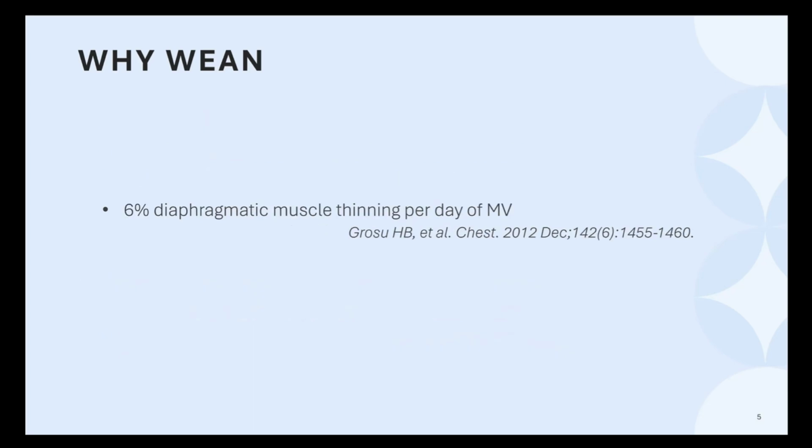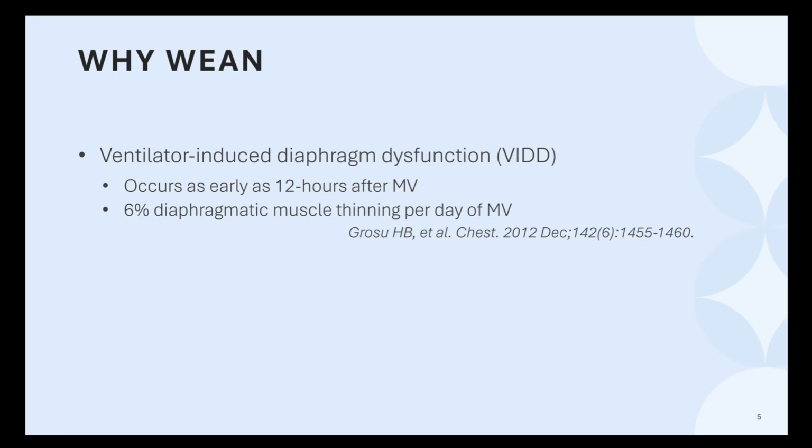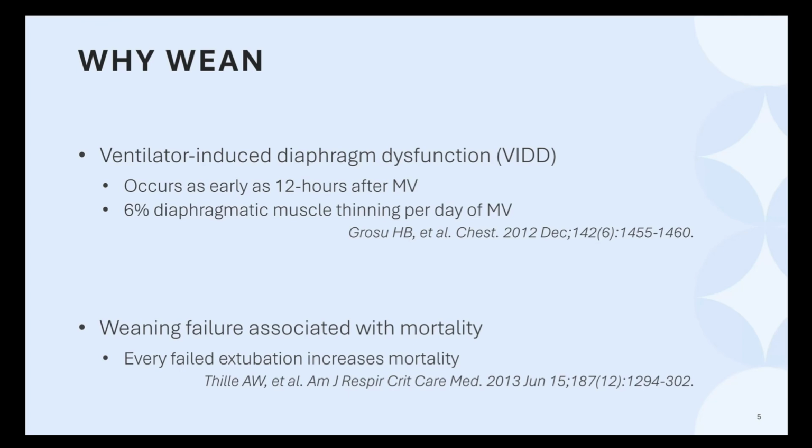One thing to highlight is ventilator-induced diaphragmatic dysfunction. It occurs as early as 12 days after someone has been intubated, and diaphragmatic muscle thinning happens at 6% per day. And this is the frequently quoted number in a lot of the studies. So weaning failure also is associated with mortality. Every failed extubation increases mortality exponentially as well. So with all these points, I hope you can understand why we want to wean someone from mechanical ventilation, and what the importance of that is.